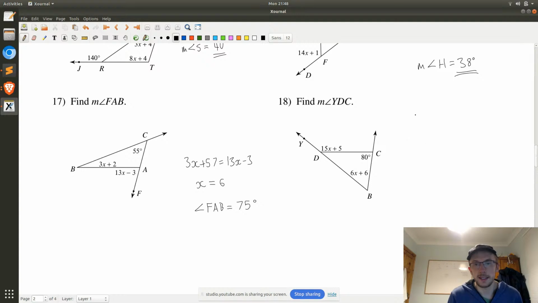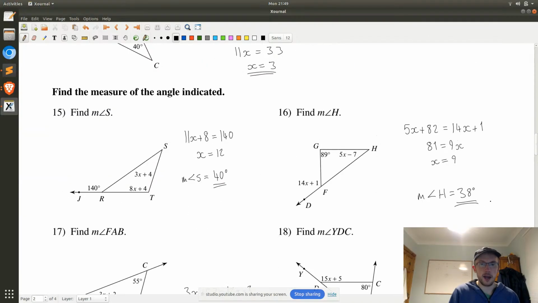Find the measure of angle YDC. Okay, so 6x plus 86 must equal 15x plus 5 by the exterior angle theorem. So 9x equals 81. So x equals 9. And so the measure of angle YDC, which again is clockwise, and I don't like that, is 15 times 9, which is 135, plus 5, which is 140 degrees.